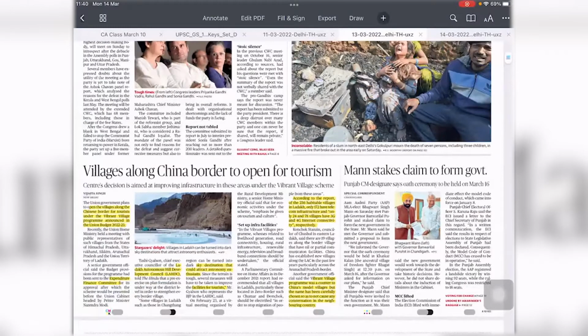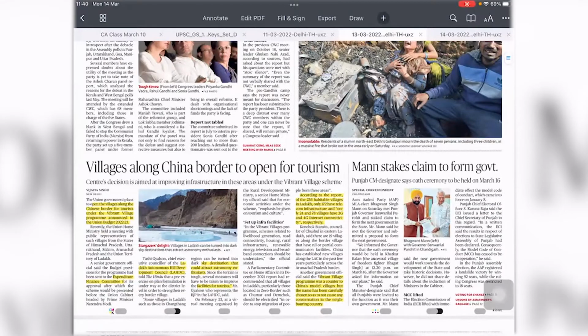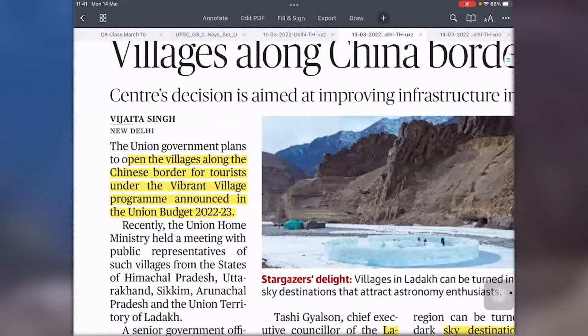citizenship. Next one is villages along China border to be open for tourism. This can be used in IR, internal security, or in general understanding. Vibrant village program. So this was announced in the budget, vibrant village program. So the basic question is like, vibrant village program was recently in the news.